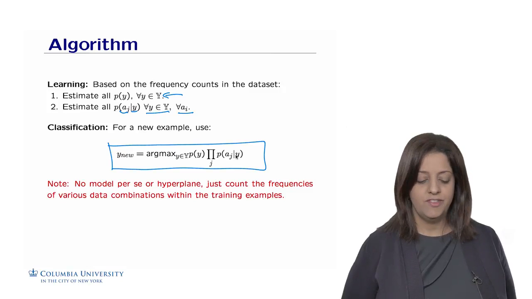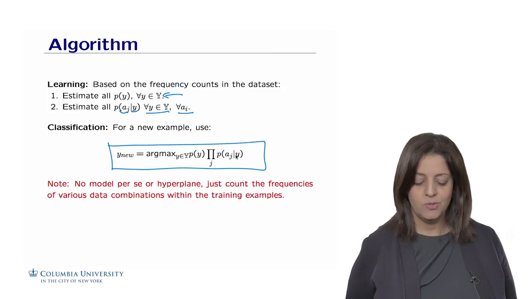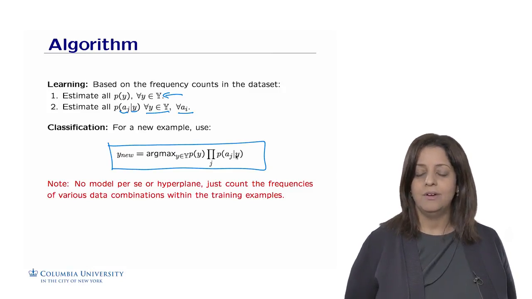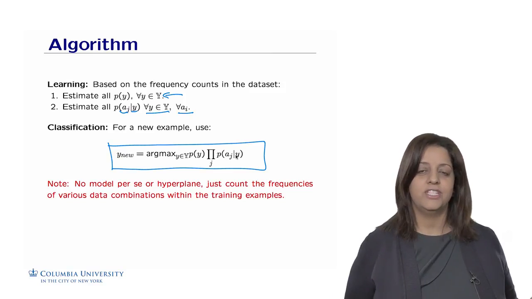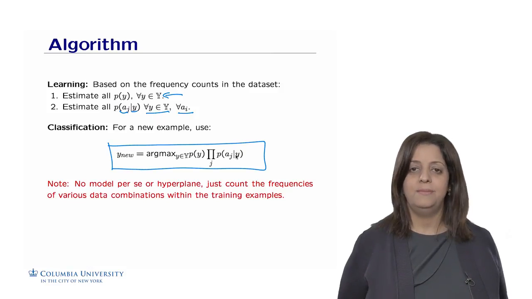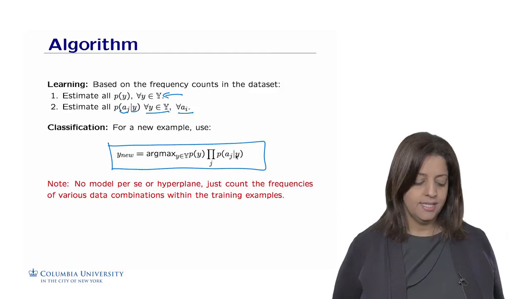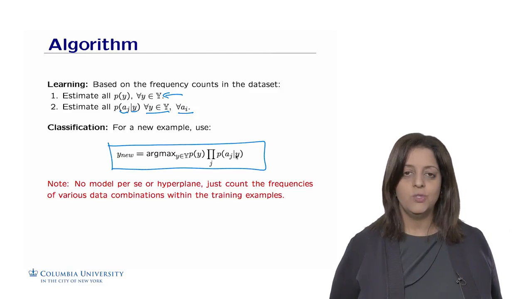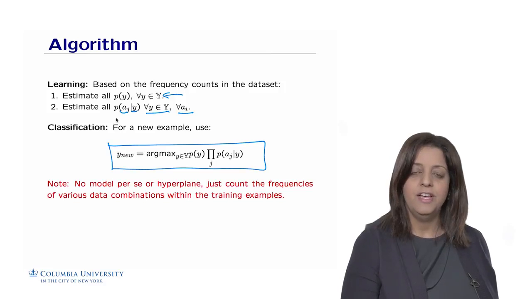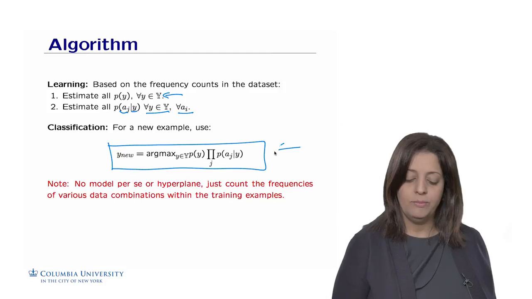Here you can observe that there is no model per se, there is no hyperplane, there is no decision boundary. We just need a large sample of data, a data set, which is kind of a snapshot of reality, and we hope that this snapshot is big enough to estimate the probabilities. Just count the frequencies of various data combinations within the training examples to estimate these probabilities, P of Y and P of each value given Y, and plug that into this formula to make a prediction.